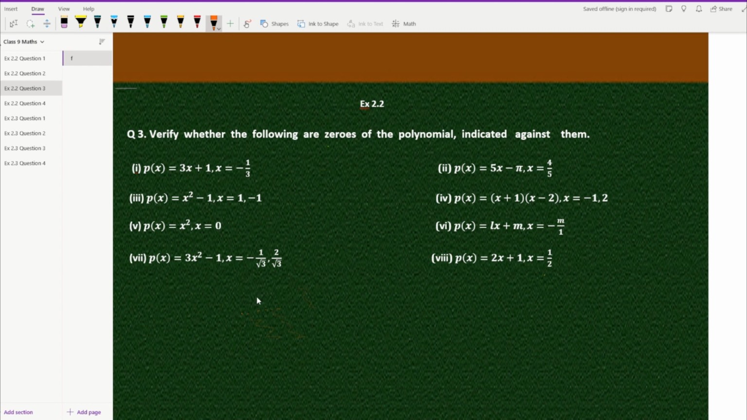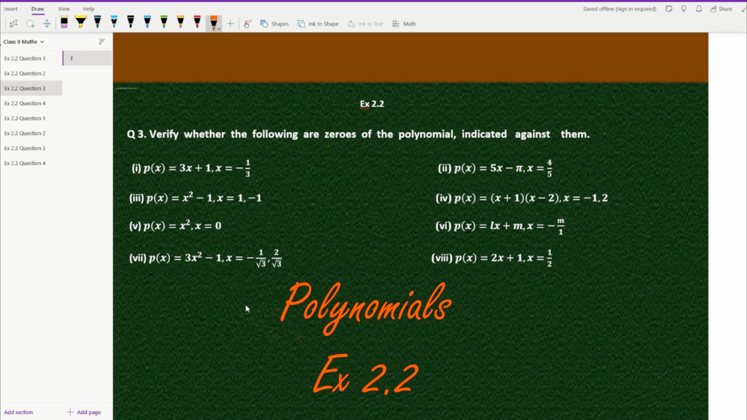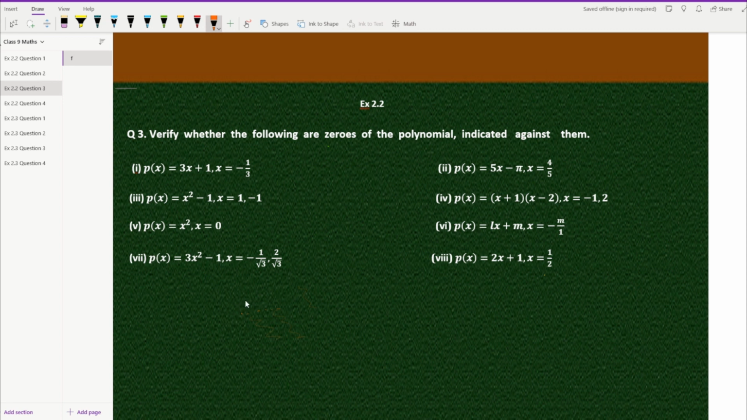In today's lecture, we will be understanding question number 3 of exercise 2.2. The chapter name is Polynomials. आइए देखते हैं इस क्वेश्चन में क्या पूछा जा रहा है. It is asking: verify whether the following are the zeros of the polynomial which are indicated against them.